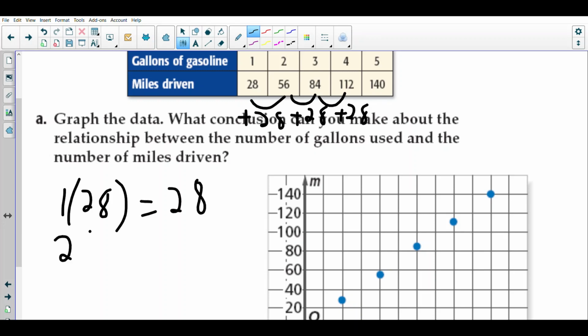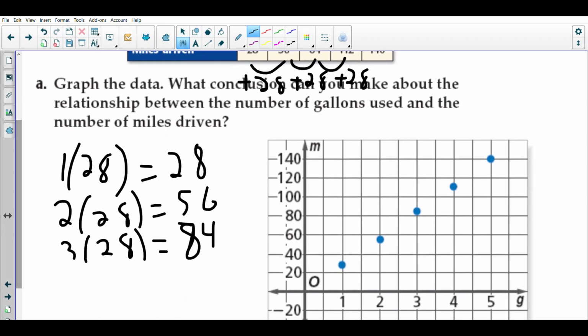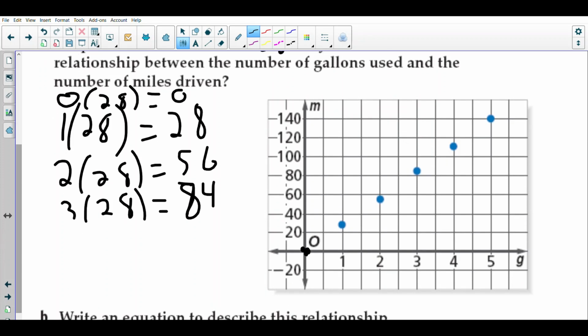So I'm checking 2 times 28, which equals 56. 3 times 28 is equal to 84. All right, and if I were to take 0 times 28, I would get 0. So another point would be I use 0 gallons, I get 0 miles. So what we can assume is this is proportional.